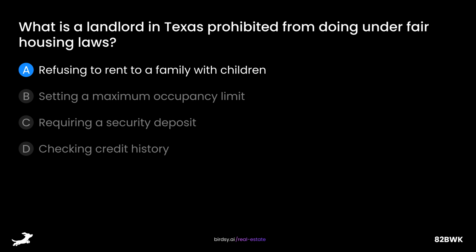Is it A, refusing to rent to a family with children? B, setting a maximum occupancy limit? C, requiring a security deposit? Or D, checking credit history? The answer is A, refusing to rent to a family with children.